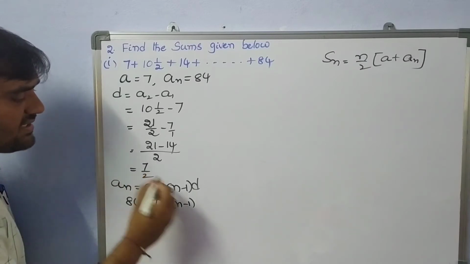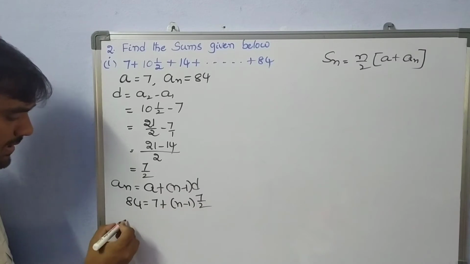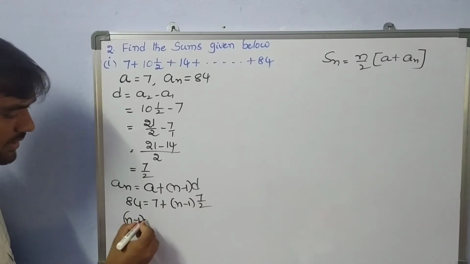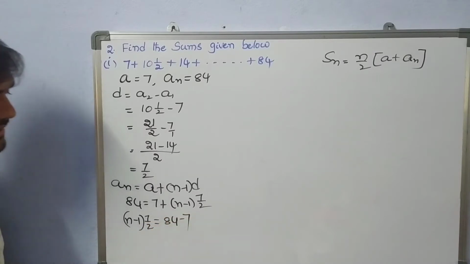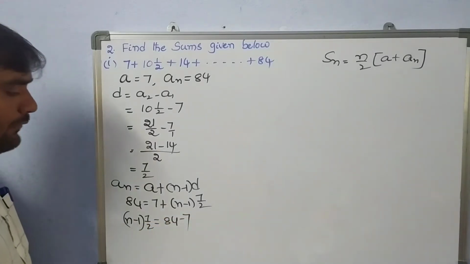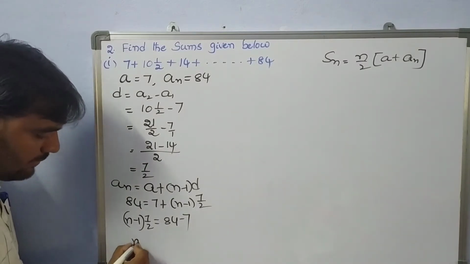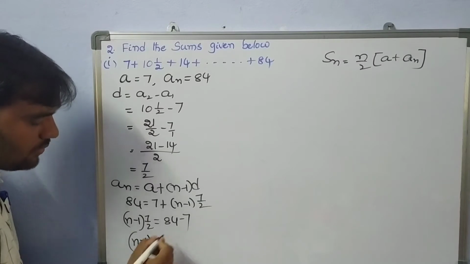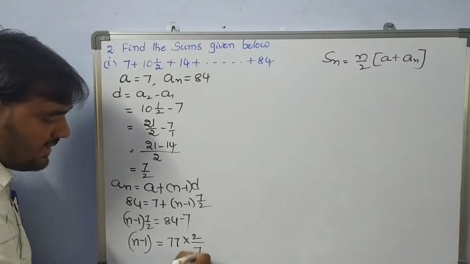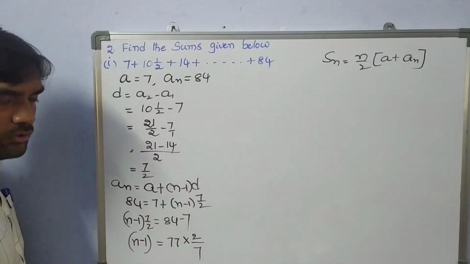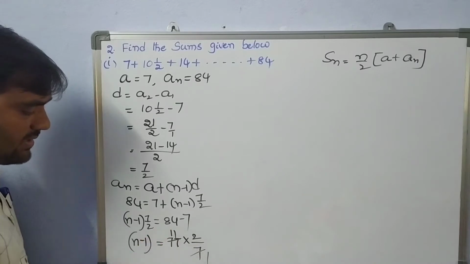What is the value of d? d is nothing but 7 by 2. So this can be written as (n minus 1) into 7 by 2 is equal to 84 minus 7. What is the value? 84 minus 7 is nothing but 77. Now n minus 1 is equal to 77 into 2 by 7. See here 7 by 2 becomes 2 by 7, the reciprocal.